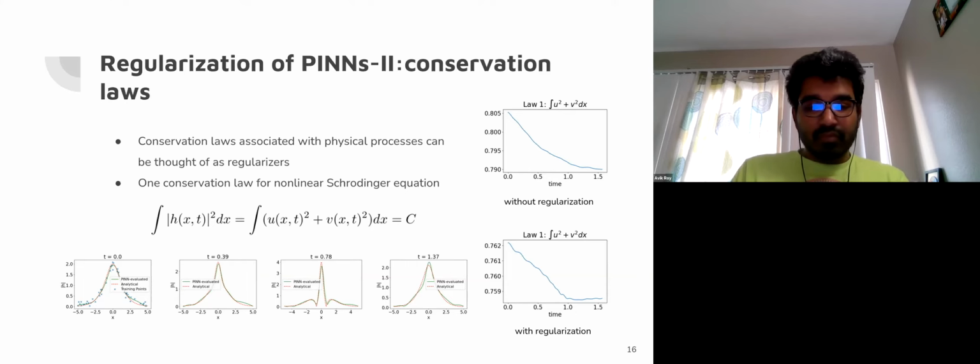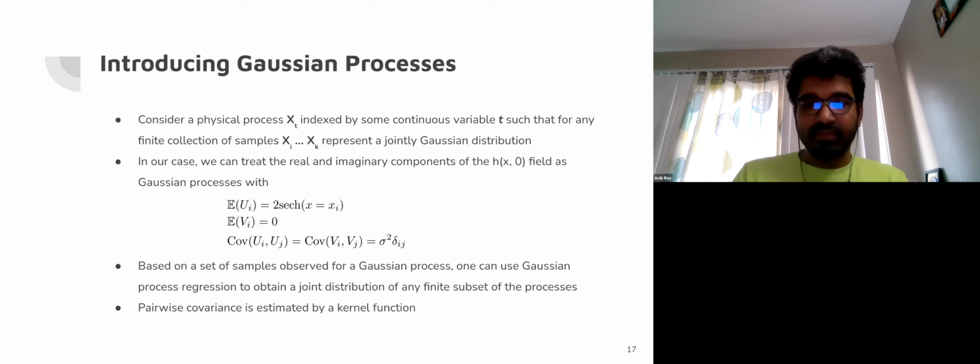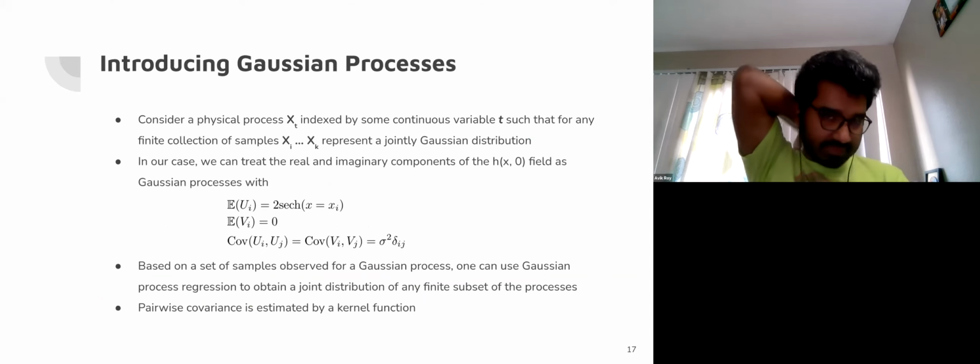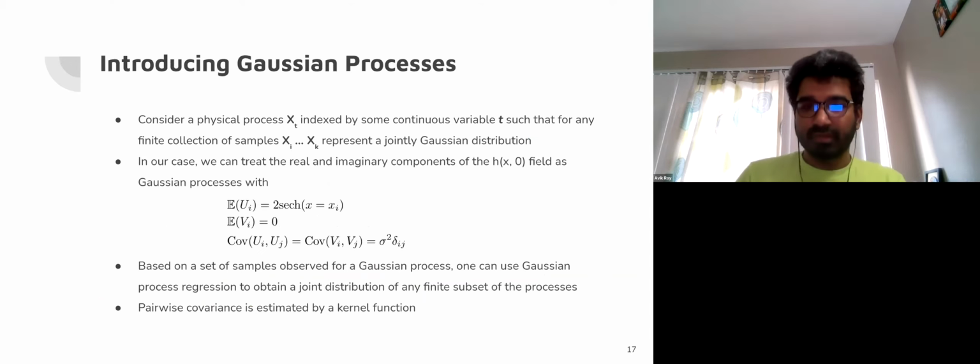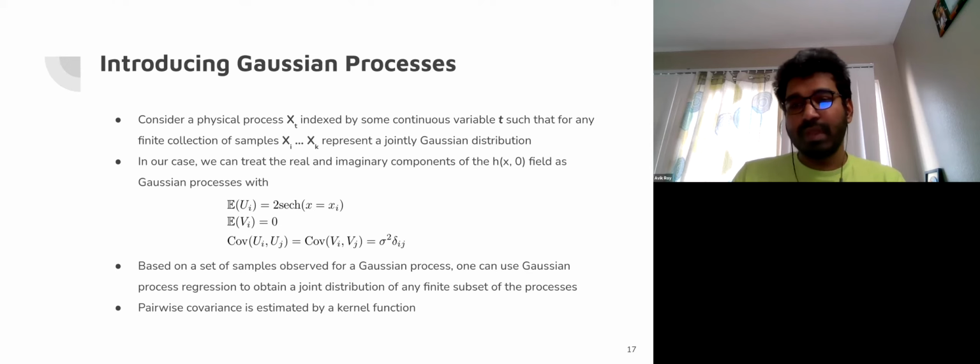And so we have to try something else, and that takes us to Gaussian processes. So let me introduce Gaussian processes a little bit. So think of a physical process x_t, and at each time instance, the t is a continuous variable. The most common way of interpreting this t index is as time, but it could be any other space index as well.